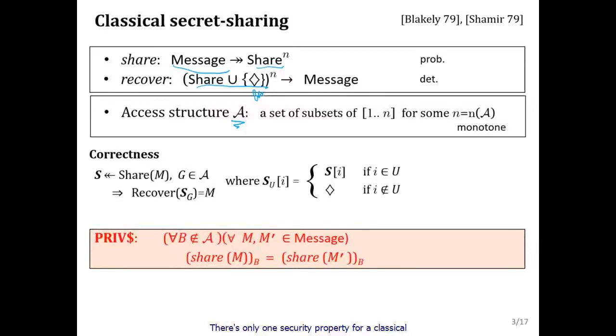There's only one security property for a classical secret sharing scheme, and it's this privacy property. It says that if some set of users are not authorized, then what they see when you share out some first message looks just like that which they would see if you had shared out some alternative message.